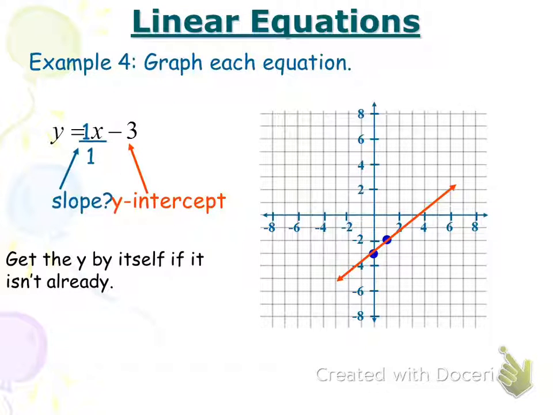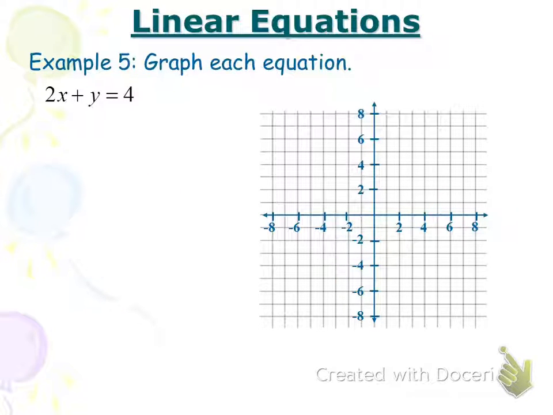Okay? Now, what about this one? What's different? Why is y by itself? So the way it is, we can't use the method that we've been using. So what are the solutions to that? You can get y by itself. What else could we do?